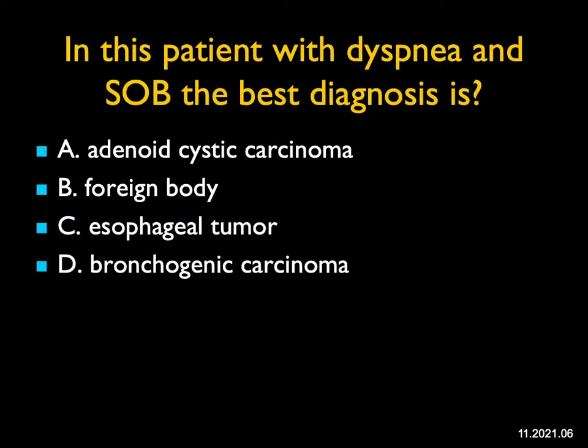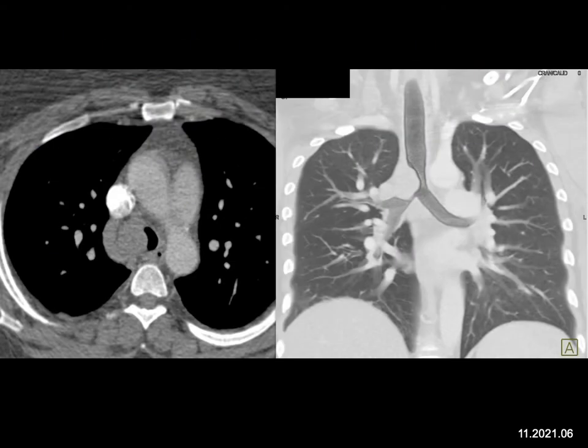In this patient short of breath with dyspnea, what's the best diagnosis? Well, you see a mass that appears to be in the tracheal wall. You see it on the axial view, it's solid, and you see it very nicely on the coronal, how it pushes in the airway, and it explains why the patient was short of breath or was wheezing. This is in the wall of the trachea, so it's not a foreign body. That would have been a good thought, but it's not in the lumen. It's not an esophageal tumor. You can see the esophagus is to the left.